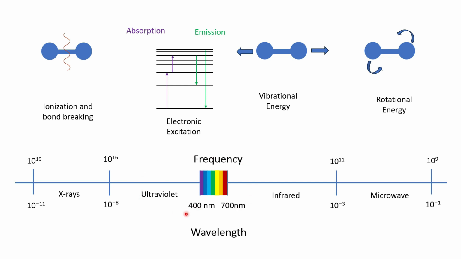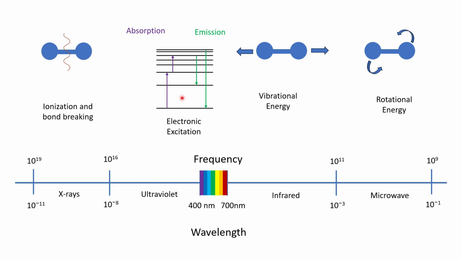So oftentimes you will hear this called UV-vis spectroscopy. We want to hit this electronic excitation where we're having absorption and emission of the molecule. So we definitely don't want to do any bond breaking. And for this type of spectroscopy, we're not interested in vibrational or rotational energy.